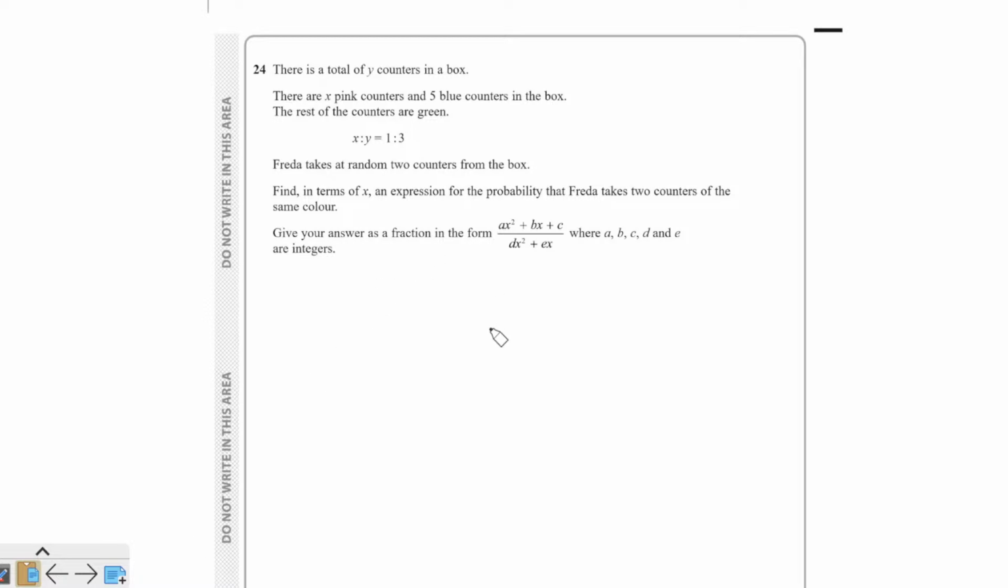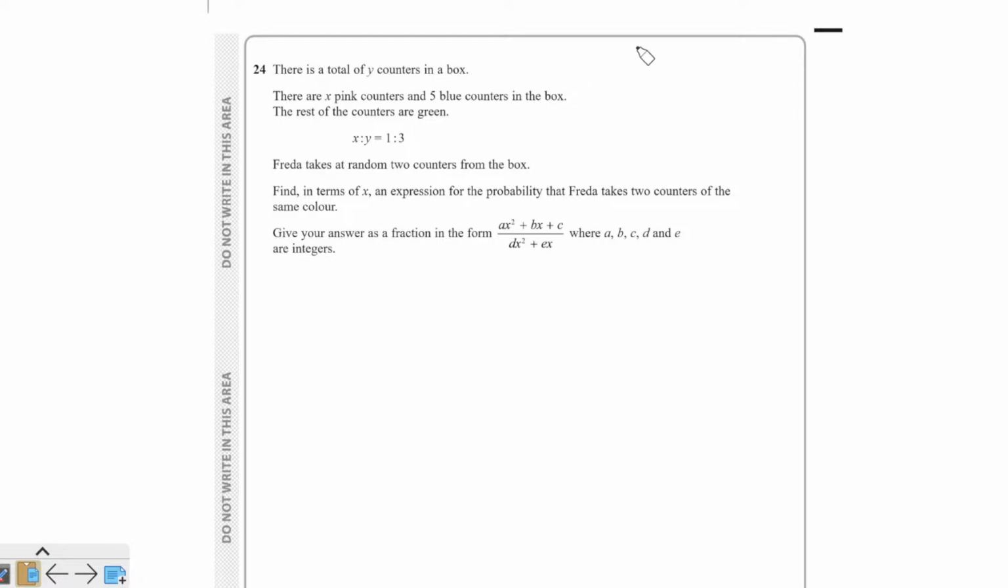Okay guys, we're on our last question now. So actually this question came up in, I think I've done another video on it, which will come out in a few weeks, on probability. So there is a total of y counters in a box. There are x pink counters and 5 blue counters in the box, and then the rest of the counters are green. So there's a lot to take in there.